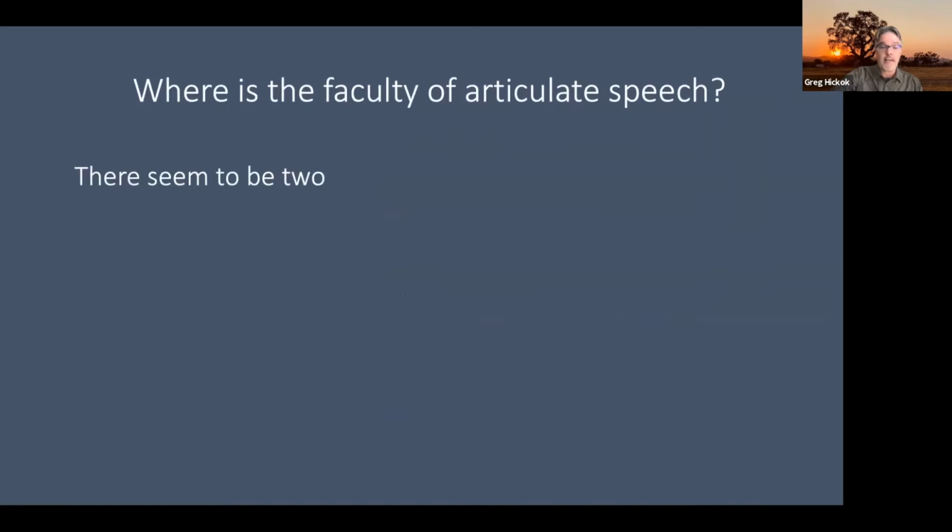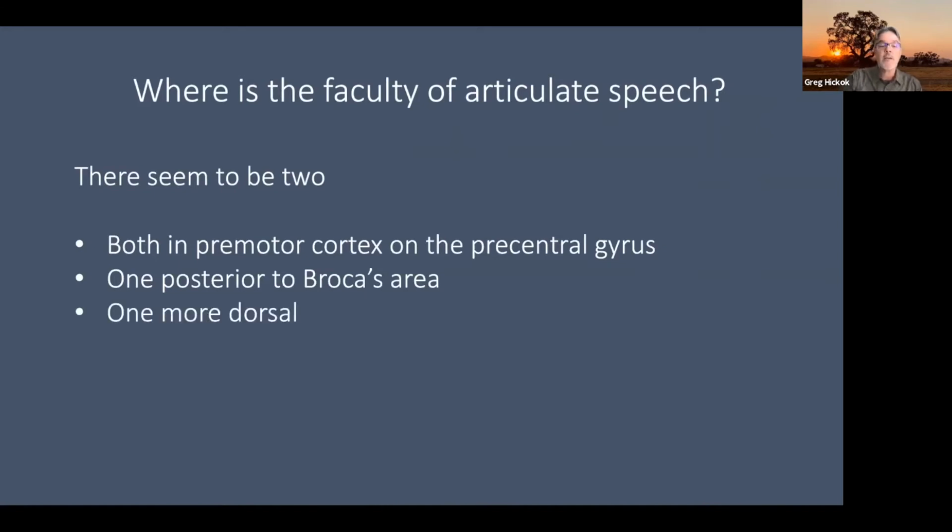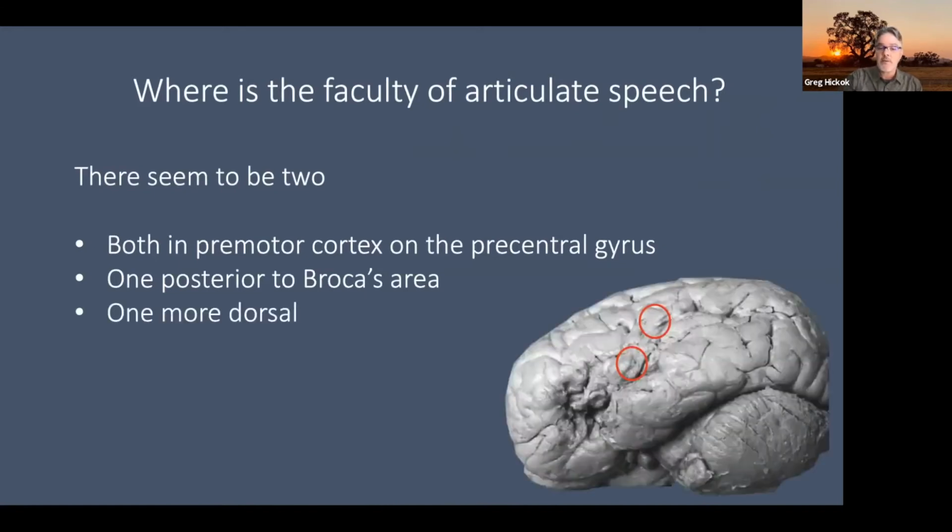Modern data seem to suggest there are two. Both are in premotor cortex on the precentral gyrus, not in Broca's area. And one is posterior to Broca's area in ventral premotor cortex. One is more dorsal. So roughly in these locations on Broca's original patient, which were damaged, as we now know.